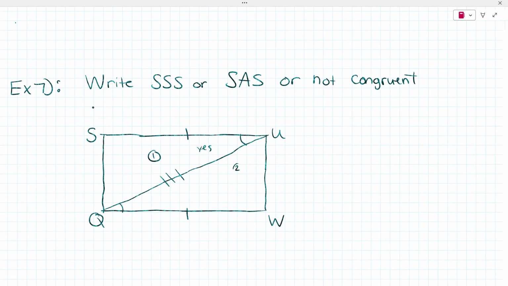Now, if you look at this triangle here, we have a side, the angle, and then these three marks. Because the angle is between these two side lengths, I'm going to say yes. SAS postulate, and then you could say triangle QWU is congruent to triangle USQ.